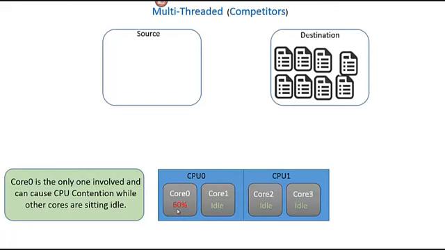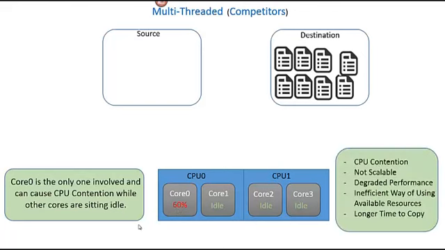The reason for the spike is not just because of the files it's copying. When you've got multiple processes hitting the CPU at the same time, core 0 can suffer from CPU contention. So the wait time is going to increase. So in that case, we've got CPU contention. It's obviously not a scalable solution.